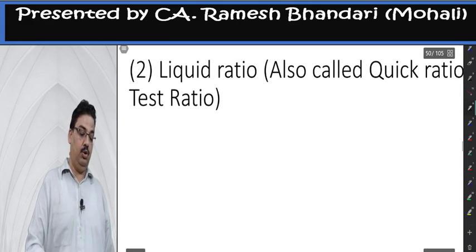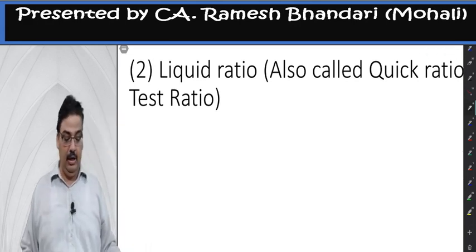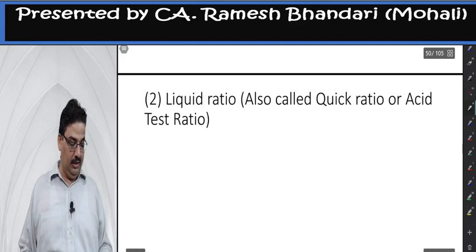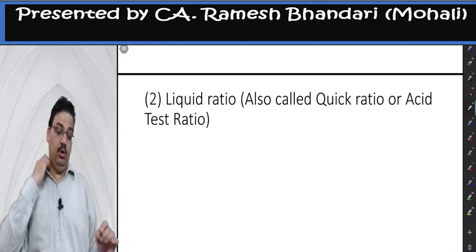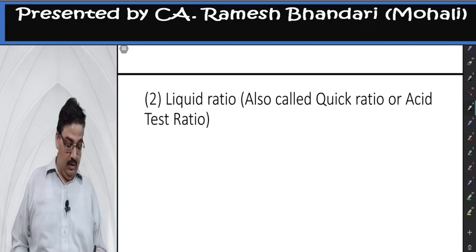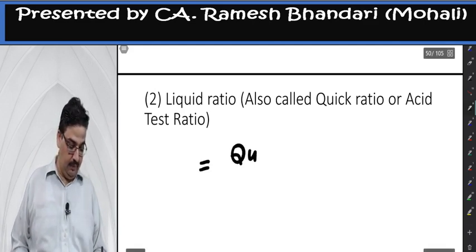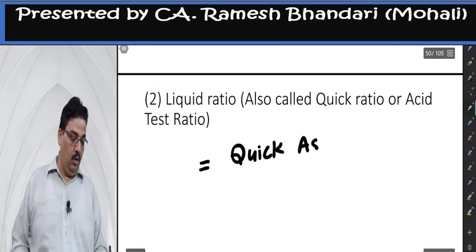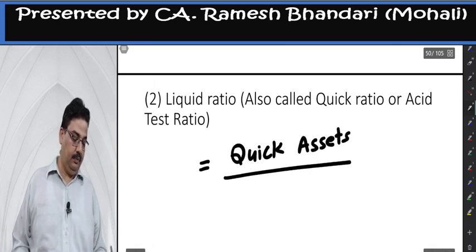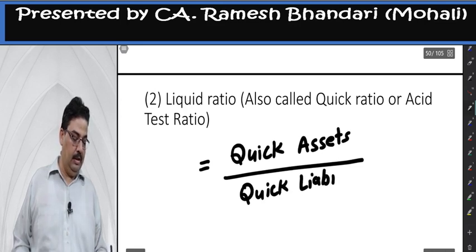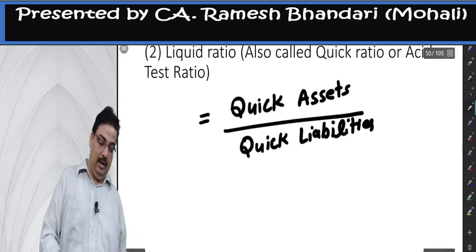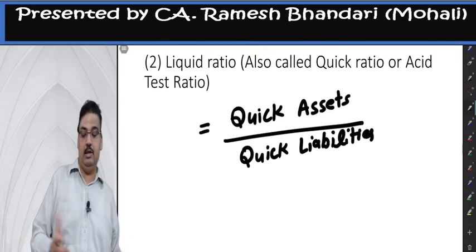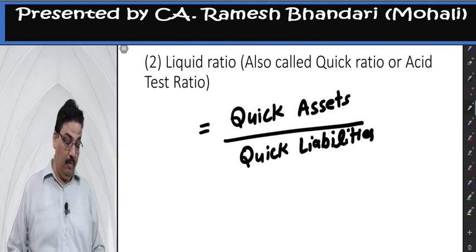Then comes liquid ratio, which has many other names, quick ratio or acid test ratio. So liquid ratio is also called quick ratio or acid test ratio. This is quick assets divided by quick liabilities. Some authors divide by current liabilities. They may be right in some situations, but the standard formula is this.